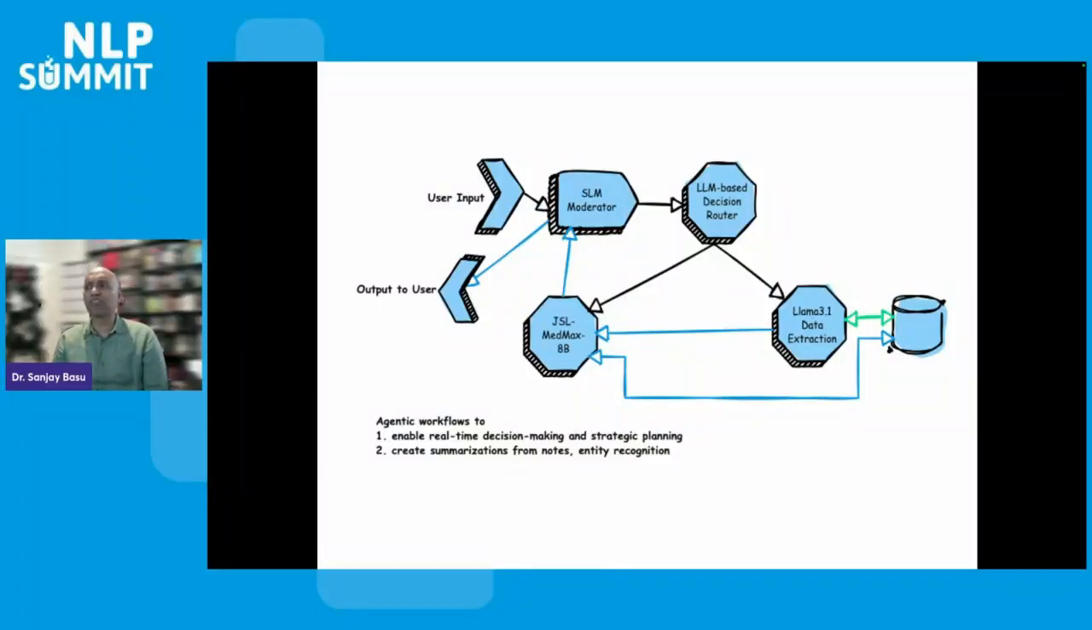Here is just an example of how we are using an agentic workflow to enable real-time decision making and strategic planning, and also to create summarization from doctors' notes and entity recognition. The user provides the input to the SLM moderator, and then it goes through various agents to get the output. In a future slide, I will go into more depth on how we can run it on OCI. Here I just have it as an example.